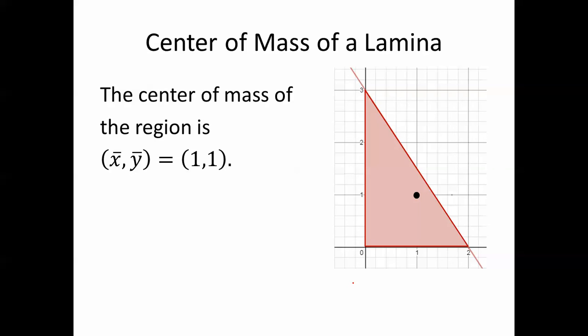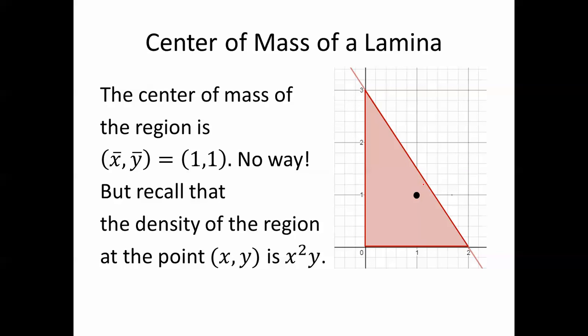If you could balance this on your finger, it would balance right there at 1, 1. Now you may be thinking, no way. There's no way it's going to balance there because it's clearly off to the side. It would tip over. But recall that the density of the region at the point xy is x squared y. So it actually gets denser as you move further away from the origin. So I think it's entirely reasonable that if you put your finger there, it would balance.